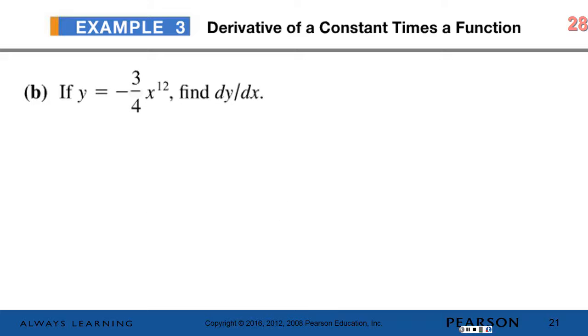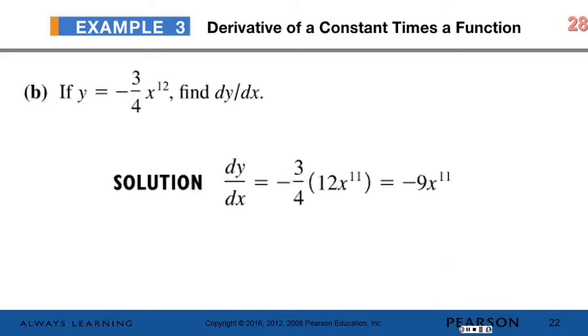What about negative 3/4 x to the 12th? That's right. Negative 3/4 times 12x to the 11th. Now, that was the calculus. You already did the calculus.